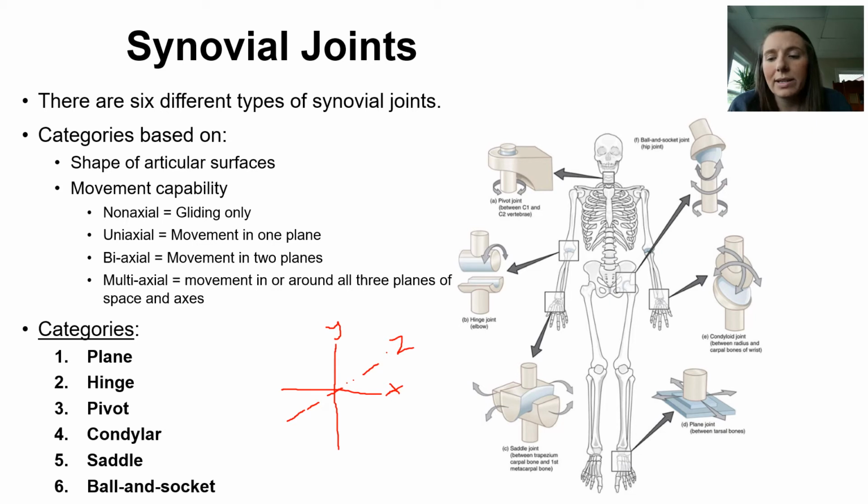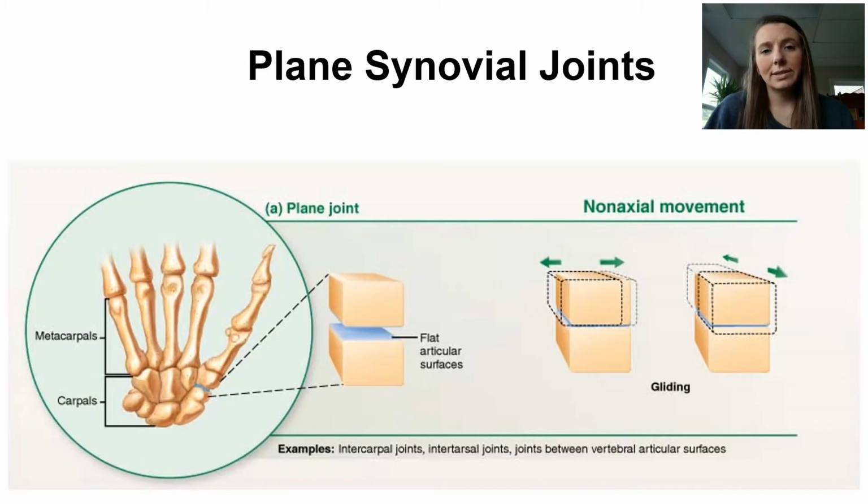So we're going to go into detail a little bit more about each of these categories of synovial joints. As a reminder, the first type of synovial joint that we're going to talk about is plane synovial joints. As I mentioned on the last slide, these do non-axial movement, and that is just gliding. The way the book likes to explain it is, if you have a box and you put it on the floor and slide the box around, you're technically gliding the box against the floor.